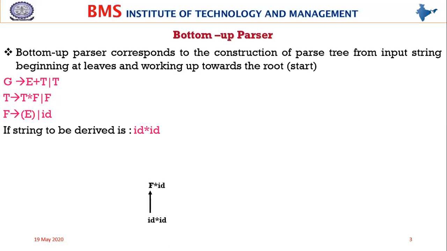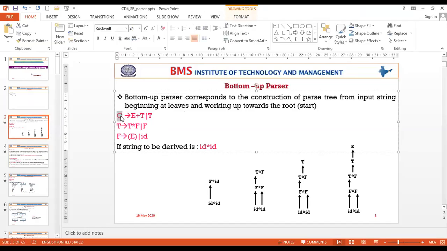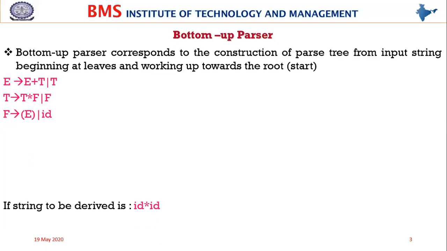Start from id star id. We have a production wherein F is producing id. Obviously, we can replace the id by F. The id is a substring now, and F is the non-terminal that is replacing it. So fine, id is replaced by F. So what remains now? F star id. We should continue this until we get the start symbol, which is supposed to be E. This is E. Okay.